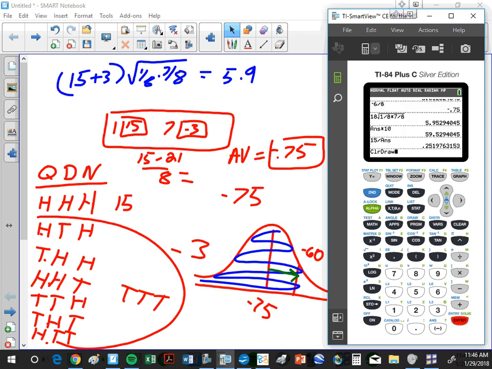So clear out my draws. And then we'll do shade norm from negative infinity to 0.25. So if a whole bunch of people play this game 100 times, 59.9% of them will lose $60 or more. So more than half of the people will lose $60 or more. Yeah, casino makes a lot of money.